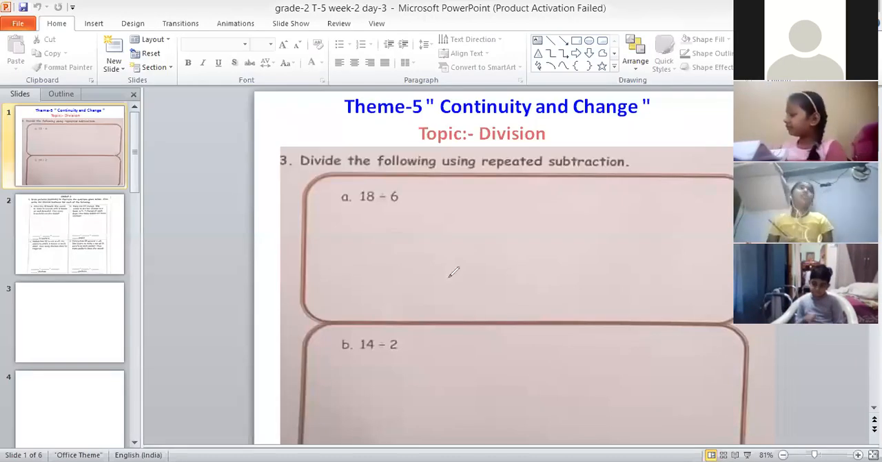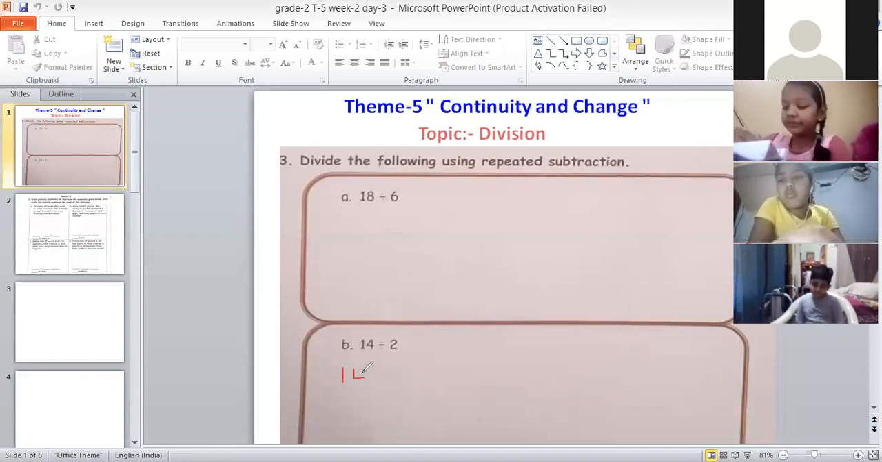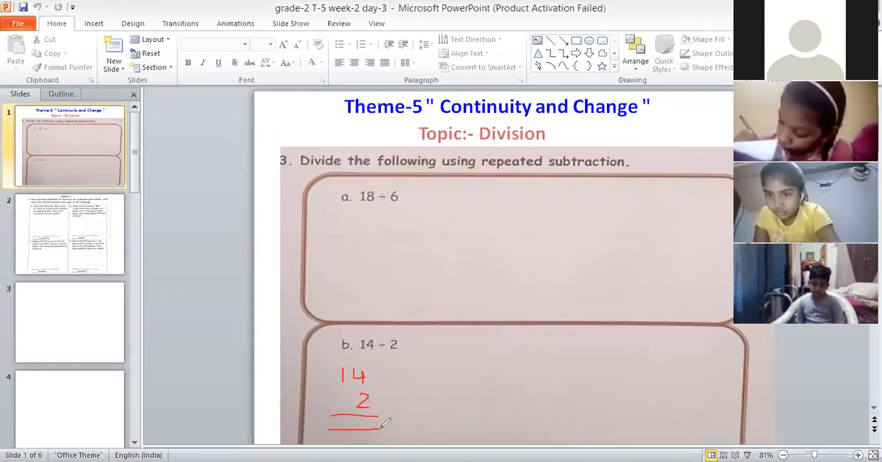Yeah, okay children, we are back now. There was some network issue. I'll share my screen again. Yeah, so we were doing the second bit. So question was 14 divided by 2. What I said, we'll keep on subtracting this 2 from the answers till the time we get 0. So we'll write here 14 minus 2.